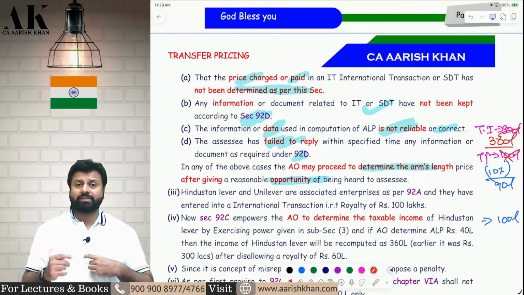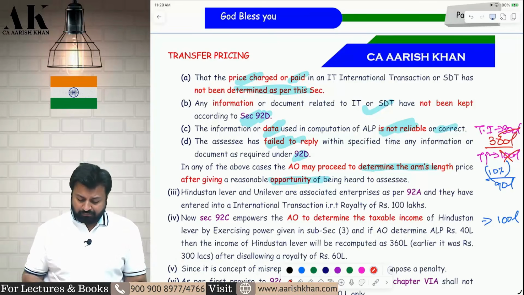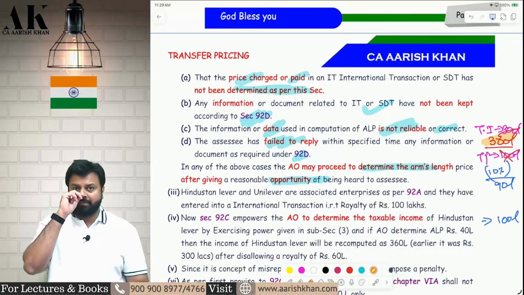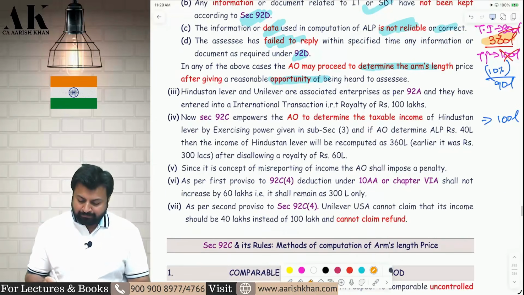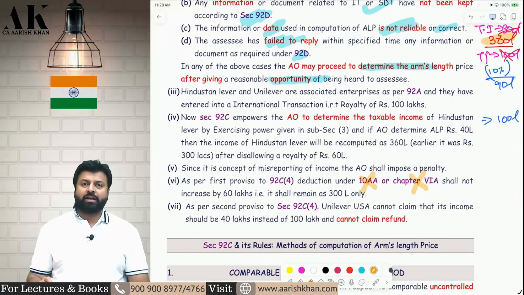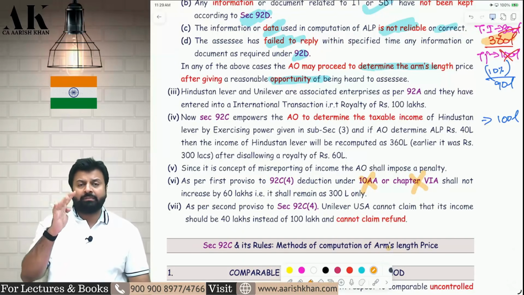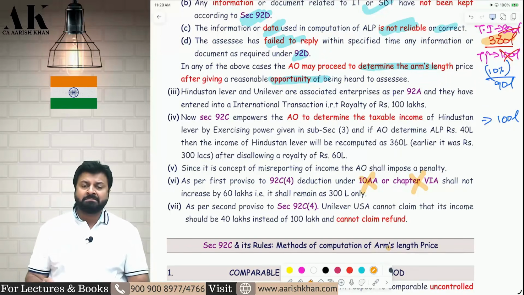Now consequences. What I cannot do. Whatever income is increased by the AO because of the change in arm's length price, on that income I cannot claim 10AA. I cannot claim Chapter 6A profit-linked deduction. On this increased income I cannot claim 10AA deduction. On this increased income I cannot claim profit-linked deduction. These two things are not possible.